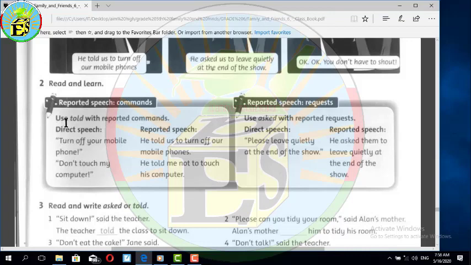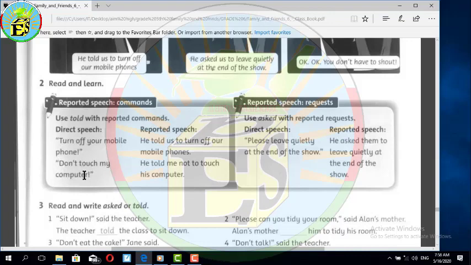Look. Use told with reported commands. Direct speech. Reported speech. Turn off your mobile phones. He told us to turn off our mobile phones. Look, he put to before turn off. Okay? Next.